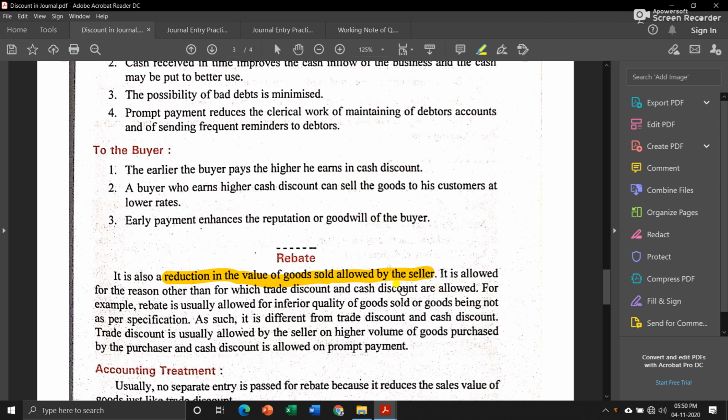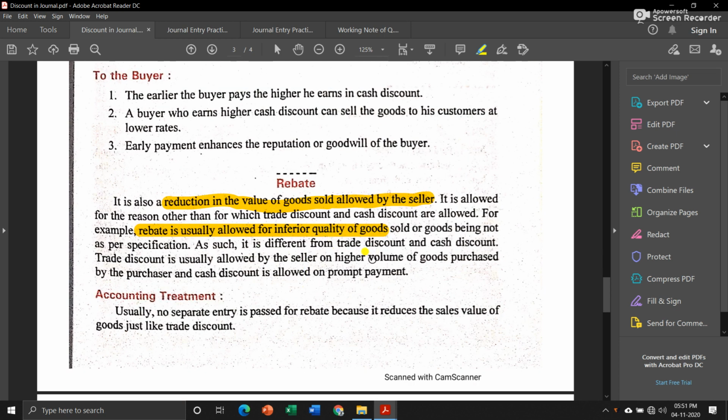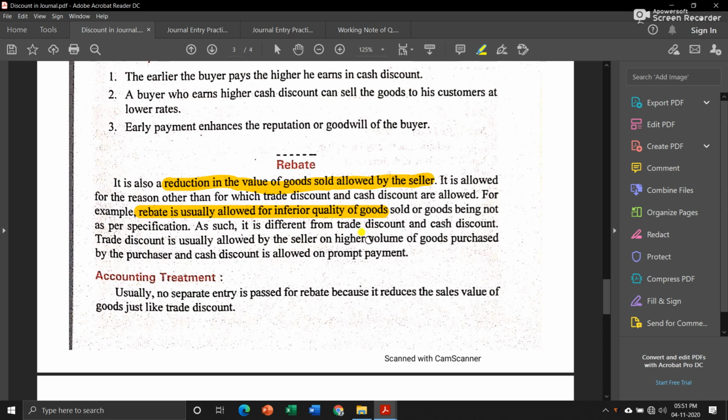For example, rebate is usually allowed for inferior quality of goods sold. It means if you have sold any good and that good is not up to the quality which a buyer has expected, then if you reduce the amount of that good, the reduced amount will be known as rebate, because you are giving some kind of discount, but not for bulk purchasing, or for cash payment or prompt payment. You are providing that discount for other reasons, so that is known as rebate. Now rebate is not that much asked in your questions, it is mainly discount that is asked.